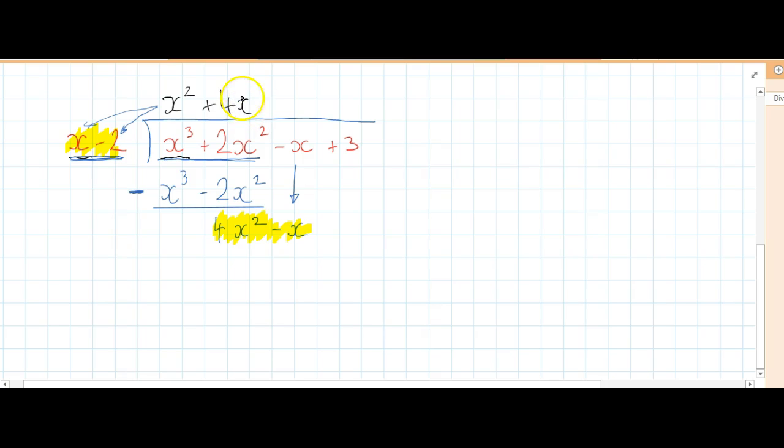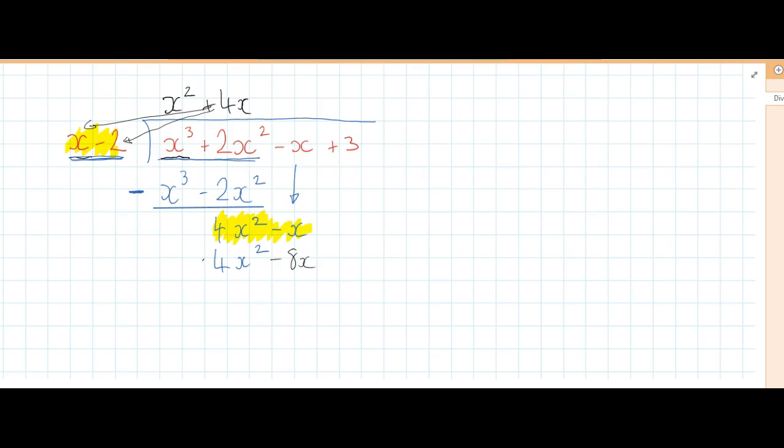Imagine 4x times x is 4x squared. That's in fact what we put in our next line. So 4x squared will eliminate that first term, but we now have to work on the second term. We're not working with this anymore, we're working with the next one. So 4x times x squared, we've already got that here. And then 4x times negative 2 is going to be negative 8x.